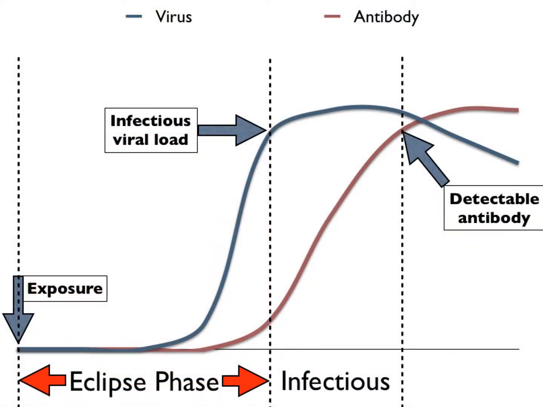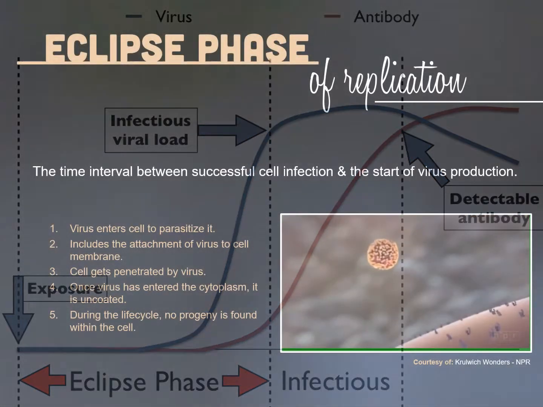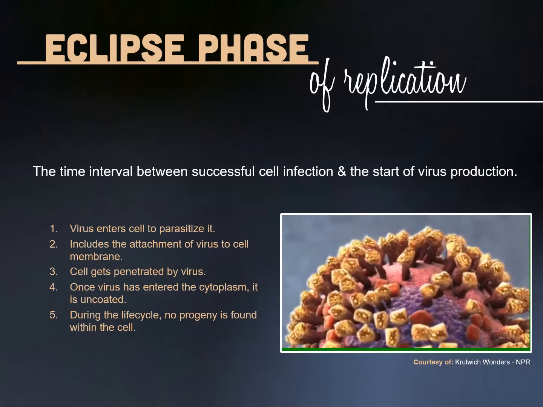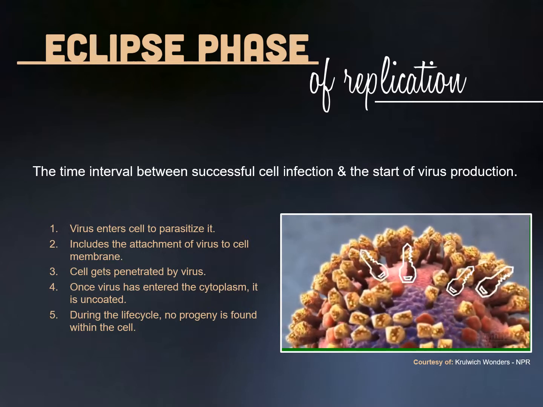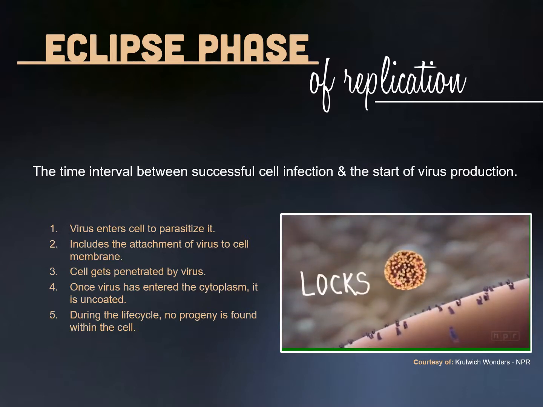Eclipse phase is the time interval between successful cell infection and the start of the virus production. It's a time interval during which the virus infection cannot be recovered. Firstly, the virus enters the cell to parasitize it. It includes the attachment of the virus to the cell membrane. The cell gets penetrated by the virus.